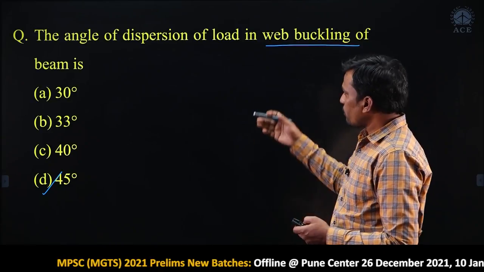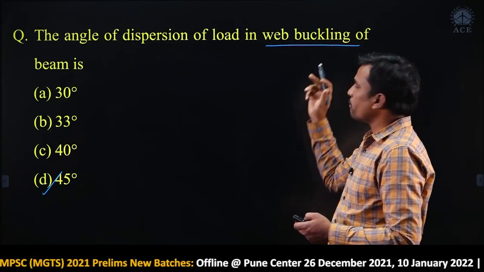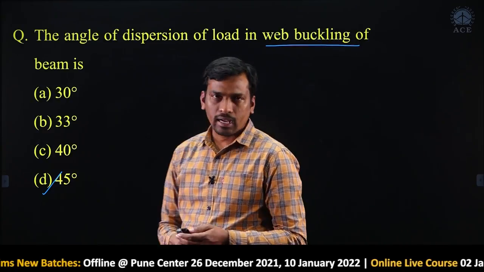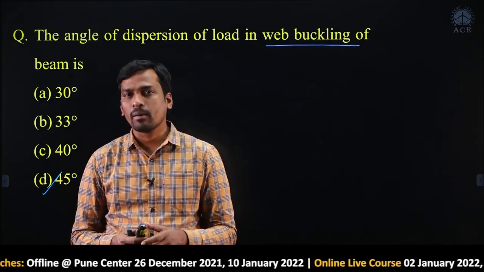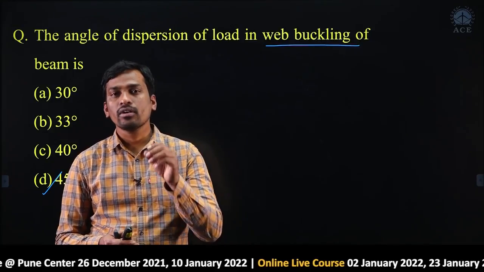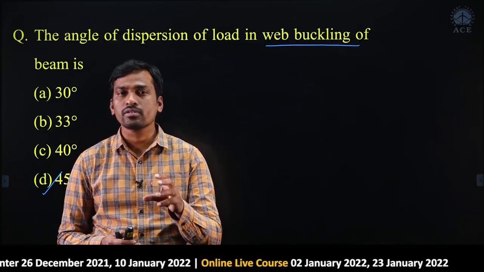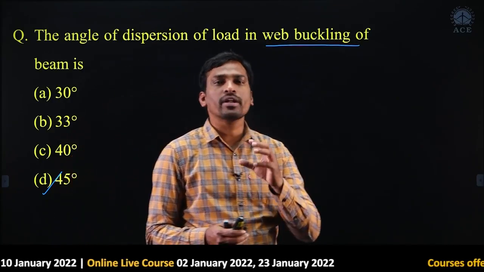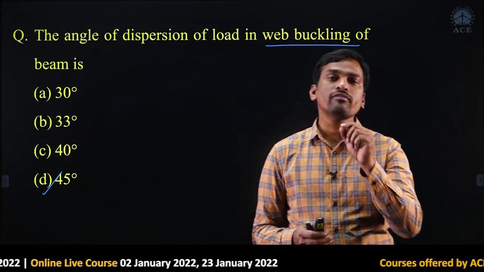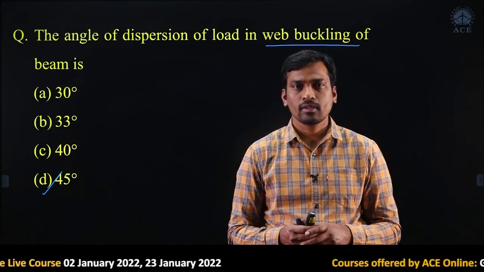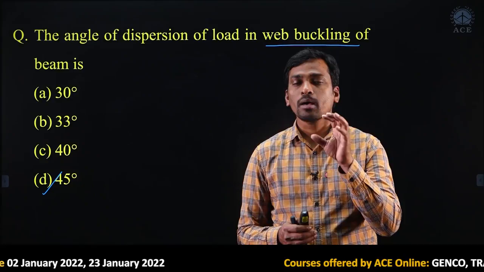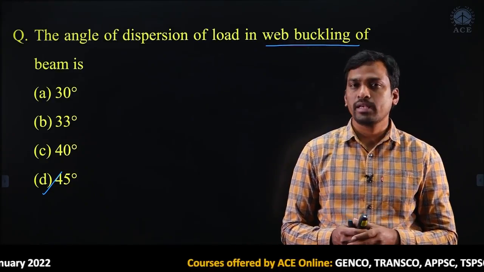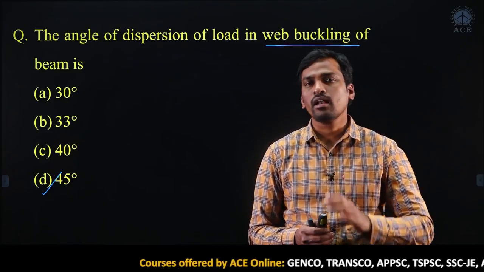So here first I will give the definition of web buckling. Web buckling will occur due to diagonal compression because of shear force. Because of shear force there is a diagonal compression. Because of diagonal compression the web of the member will buckle. Students, buckling will always occur due to compressive forces only, not due to tensile forces.